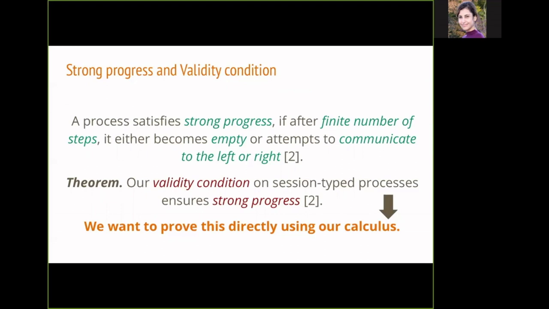We have already proved that with a suitable local validity condition on processes that we introduced on session five processes, we can ensure the property of strong progress. Our proof is based on the Curry-Howard correspondence between session types and linear logic. Now we want to use this calculus to prove our theorem directly. And the importance of this proof is that we may be able to use it to prove the same property for more generalized local validity condition.